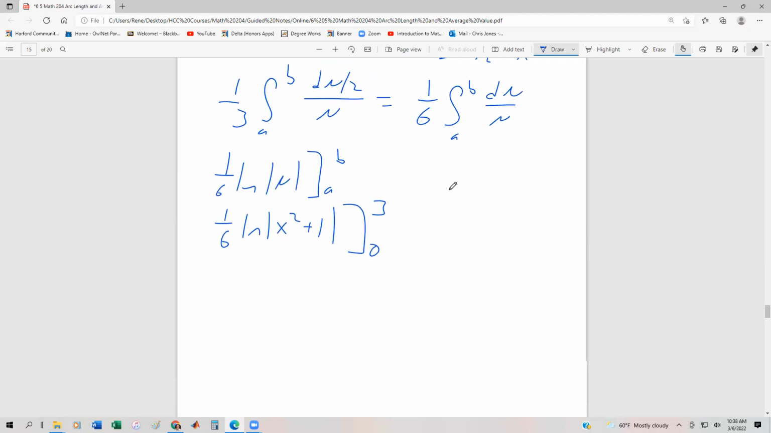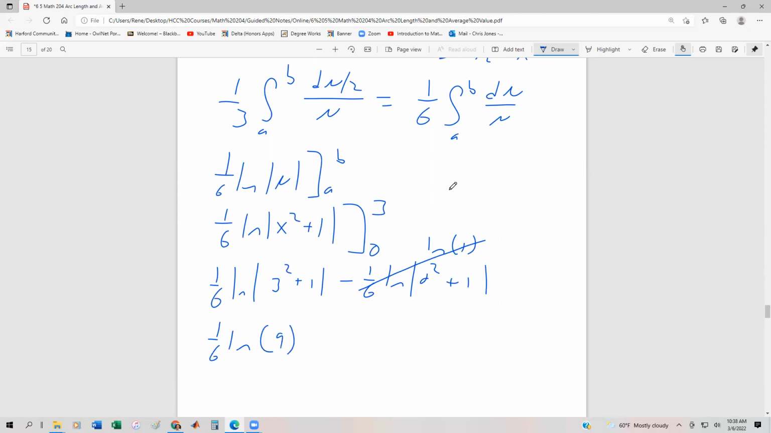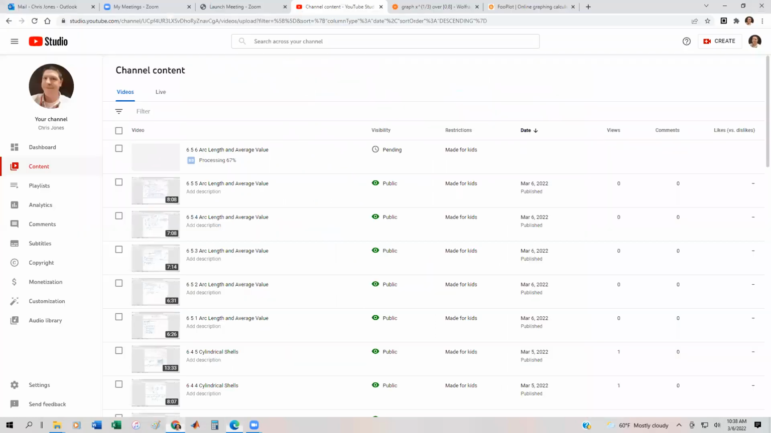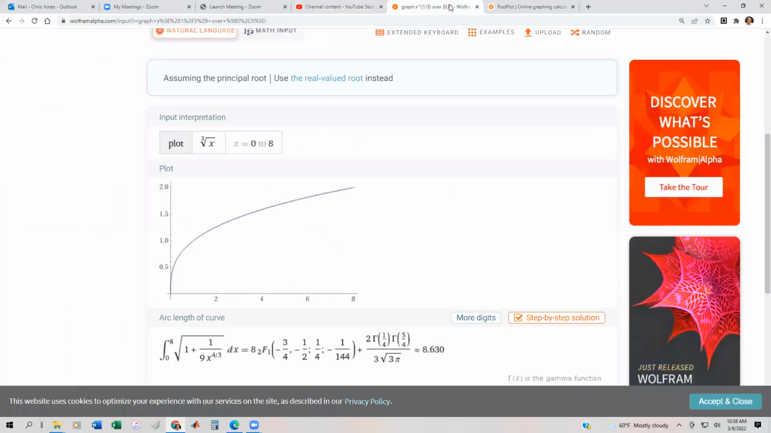And so finally, we can just substitute 3 and 0 back in. So we get 1/6 ln of 3 squared plus 1 minus 1/6 ln of 0 squared plus 1. This just turns into ln of 1, which is just 0, so that goes away. And then we get 1/6 ln of 9. Now, I don't know what 1/6 ln of 9 is, but we could certainly use Wolfram Alpha.